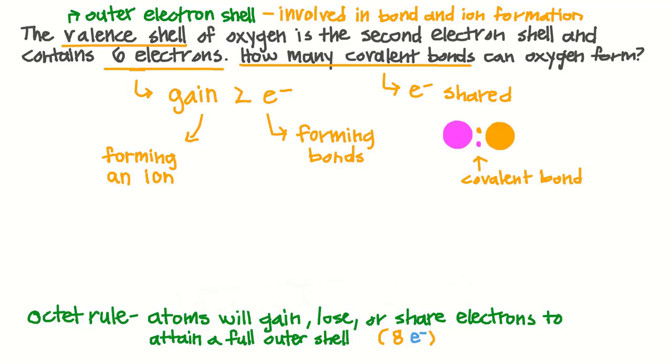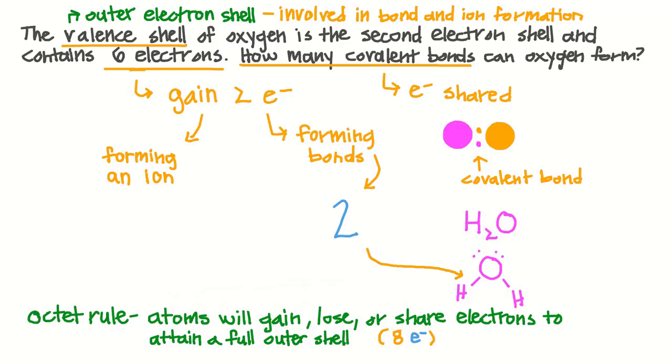But this question specifically asked us about how many bonds oxygen can form. When atoms bond covalently, electrons are shared between atoms, with each atom that's participating in the bond giving one of its electrons to the bond. So each covalent bond that an atom forms will effectively make it gain 1 electron, so oxygen can form 2 covalent bonds, which is what we see in molecules that oxygen forms when it bonds covalently, like H2O, where oxygen is bonded to 2 hydrogens.